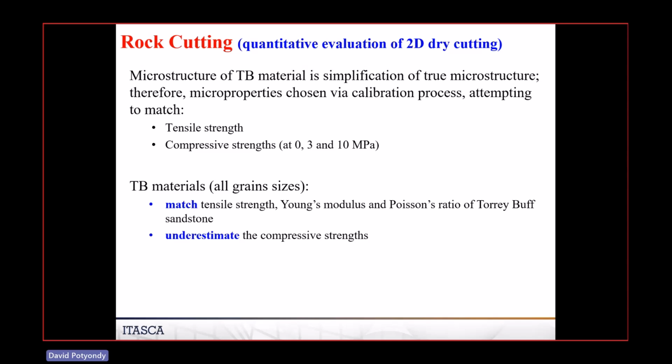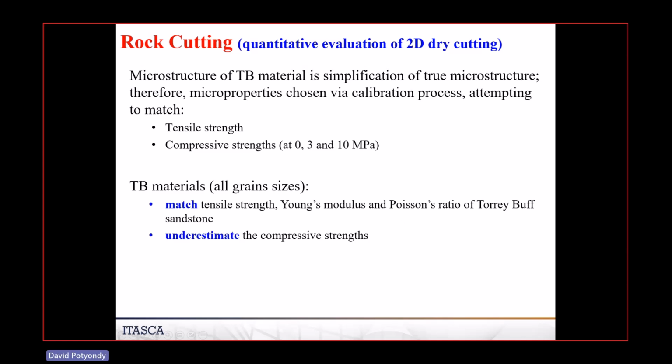And so I said, well, best we can do is use a parallel bonded material and we'll just match the tensile strength, okay? So we do this, we choose a set of micro properties so that we match the tensile strength and the modulus and Poisson's ratio.